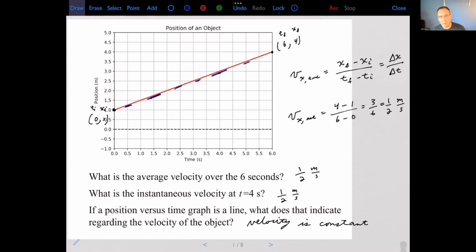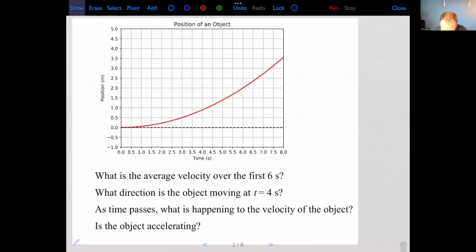Right, so that's important. If you have a position versus time graph that's linear, it represents constant velocity motion. Okay, let's try something a little bit different. Let's say now that we have a position versus time graph again, but now it's curved. In fact, in this case, it's like a parabola, so it's a quadratic function. And the first question we want to answer is, what is the average velocity over the first 6 seconds?